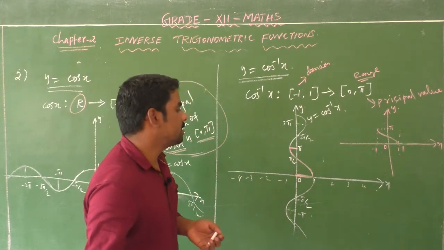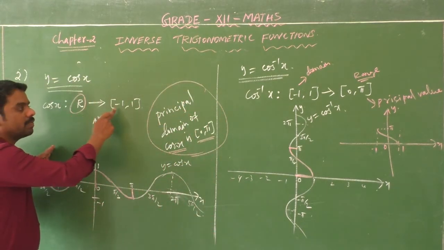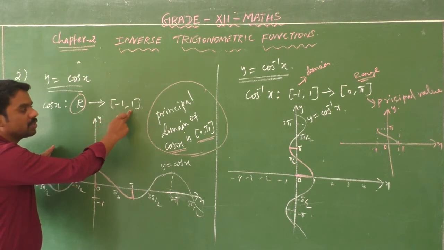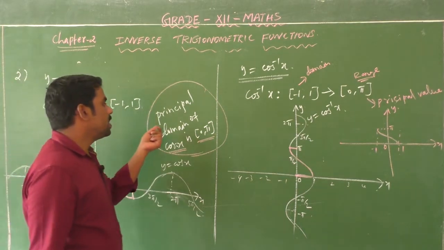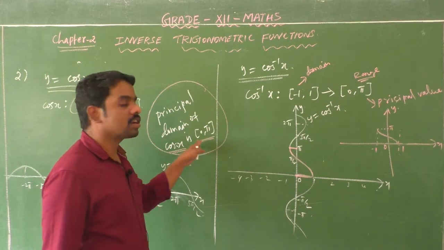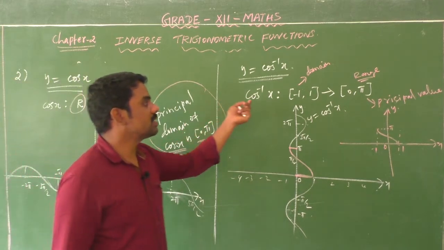Okay, very simple. Listen. This is the y equal to cos x curve. Here the domain is R and the range is the closed interval minus 1 comma plus 1. The principal domain of this cos x function is 0 comma pi. This is the cos x curve. Next, y equal to cos inverse x.